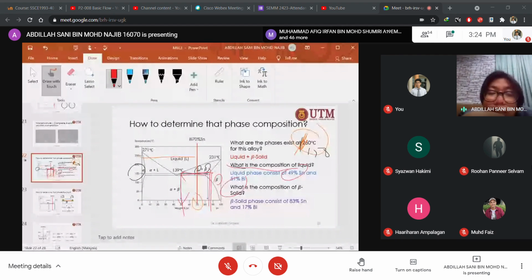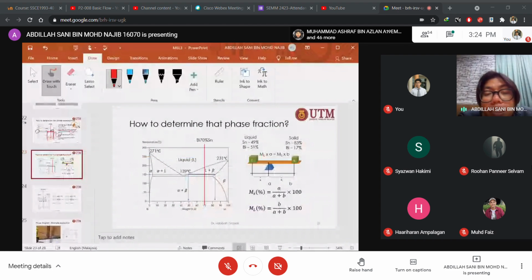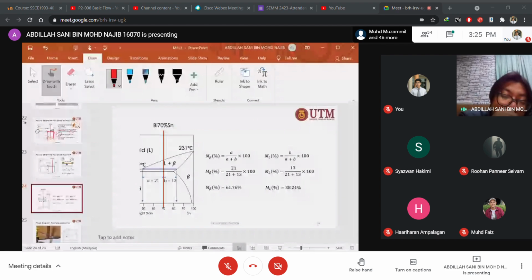Now we want to determine the fraction, how much is liquid and how much is solid. Solid is the beta solid. So we use the lever rule. We take the other way around. So you get this amount. All right.